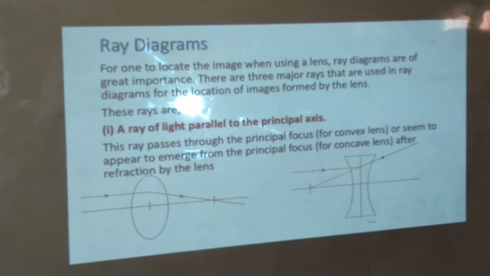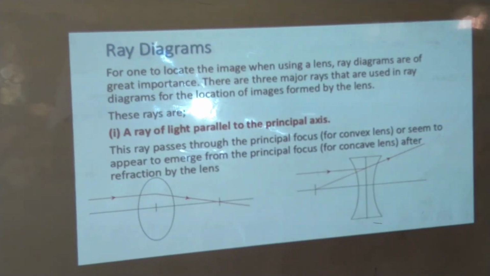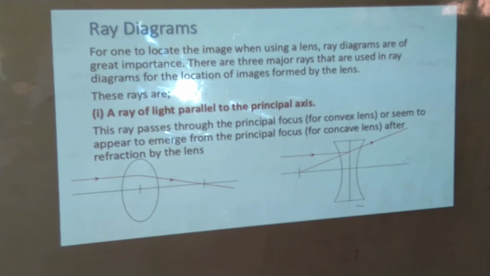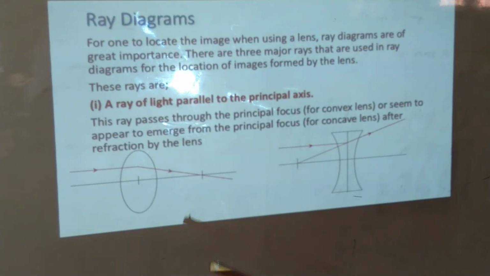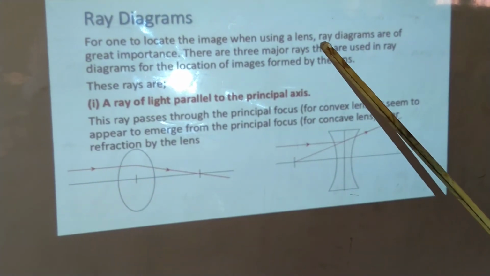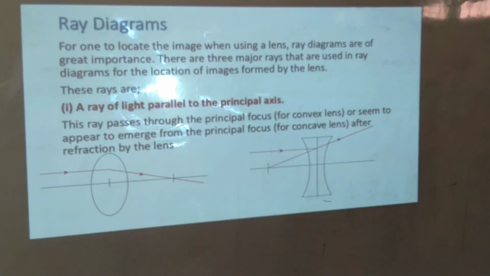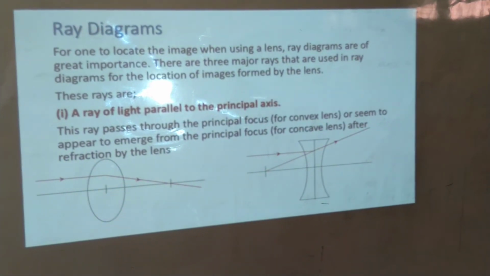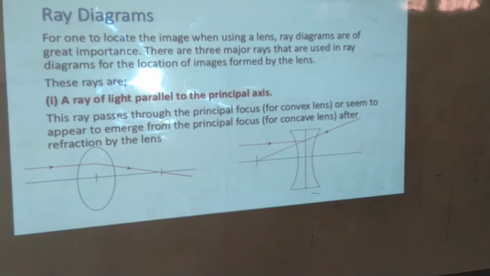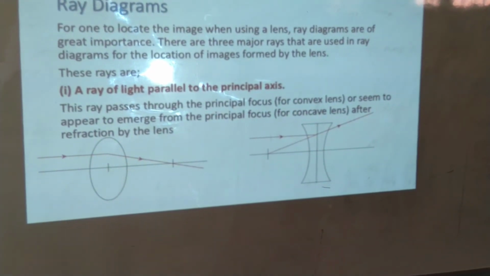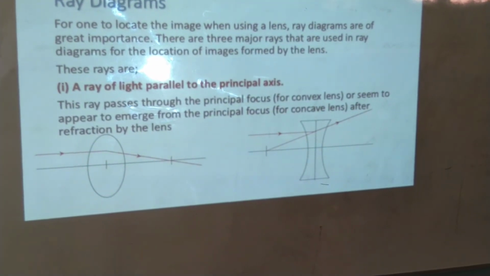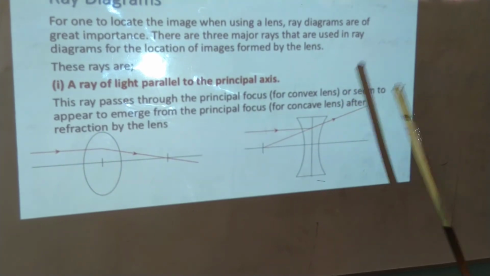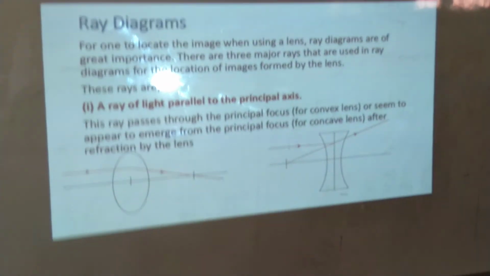Ray diagrams. These are rays that are used to locate the images. For one to locate the image when using a lens, ray diagrams are of great importance. There are three major rays that are used in ray diagrams for the location of images formed by the lenses. These rays are normally four.